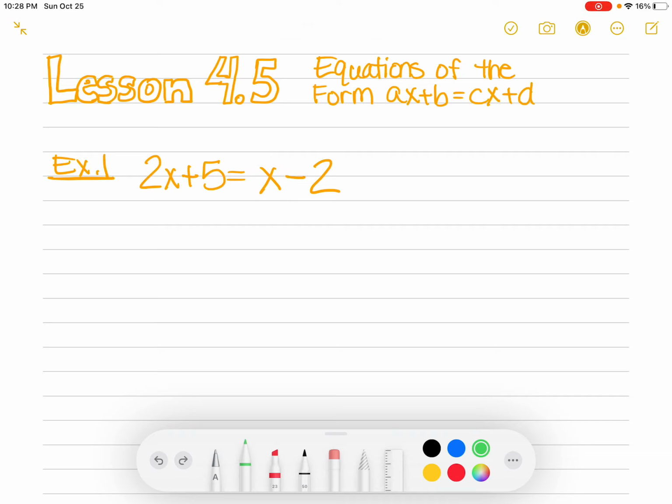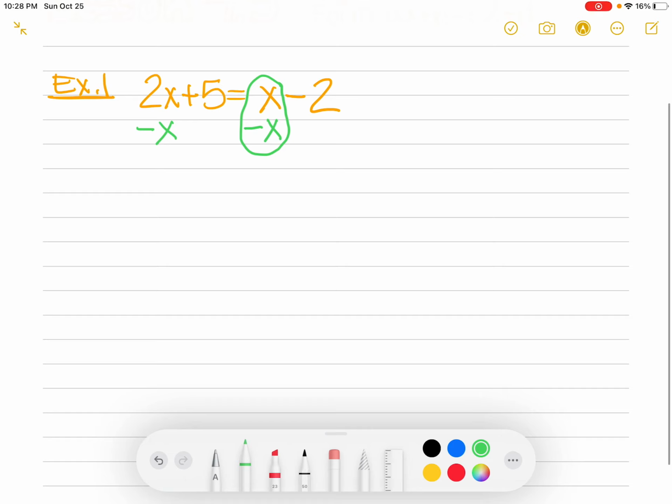I'm going to minus an x here and minus an x here. Remember, if I do one thing to one side of the equation, I have to do it on the other side. When I get x minus x, that gives me 0. So I have no x's on the right side now. I'm going to add these up. 2x minus x just gives me 1x. I don't actually have to put that 1 there, but I'll put it for now. These x's are gone because they equal 0.